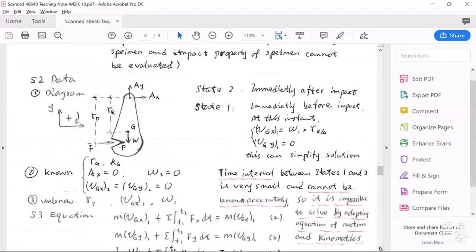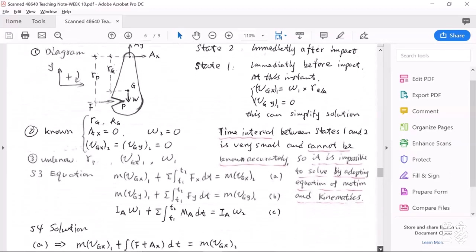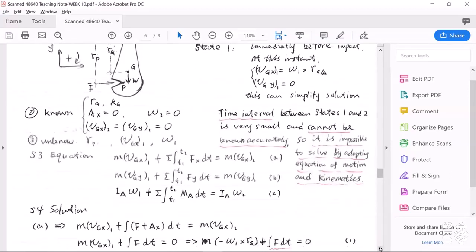Okay, now we will apply principle of linear impulse and momentum along x direction, along y direction. And we will apply principle of angular impulse and momentum. And for this problem, the calculation can be about the pinpoint, also the fixed axis through point A.